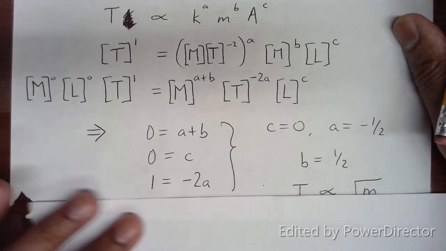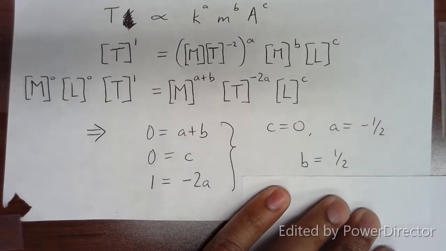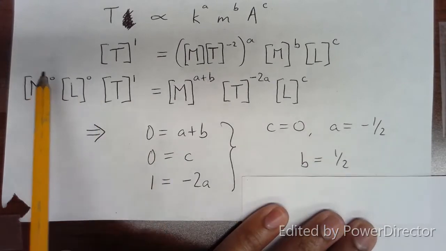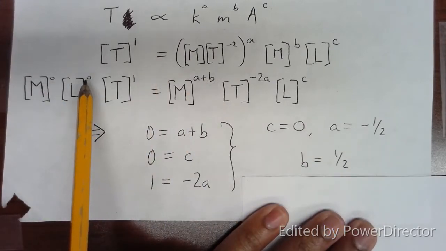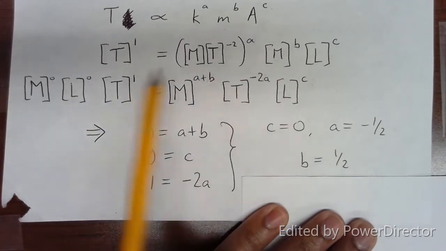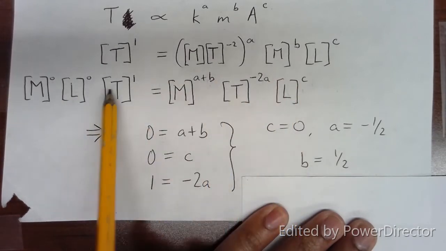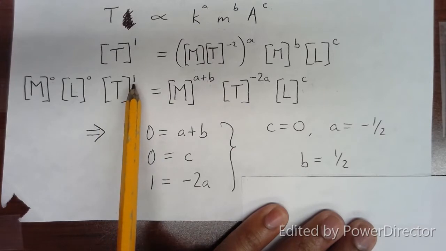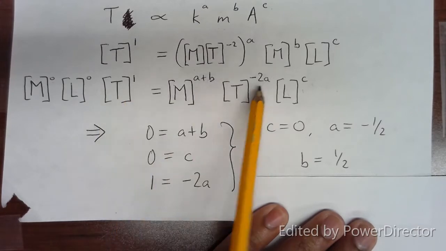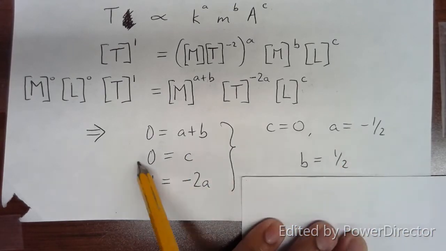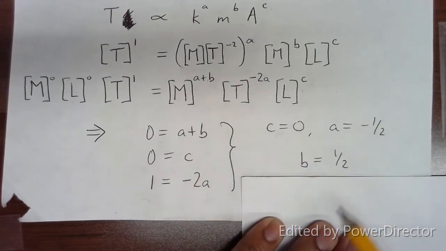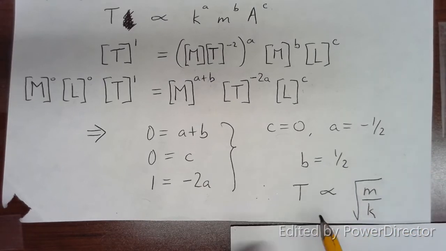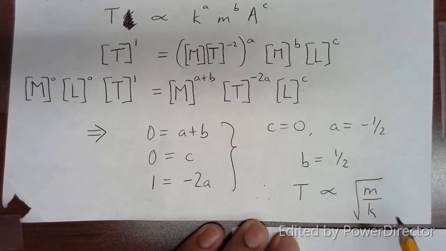And so, comparing, we have three equations. We have 0 equals a plus b, we have 0 equals c, right? Powers of length on both sides should match, and powers of time on both sides should match. So we have 1 equals -2a, and we can solve this. So c is equal to 0, that's fine. A is equal to -1/2, and then plugging that in over here, we see that b is equal to +1/2. And so putting this all together, what we find is that the time period is proportional to the square root of the mass over the spring constant.